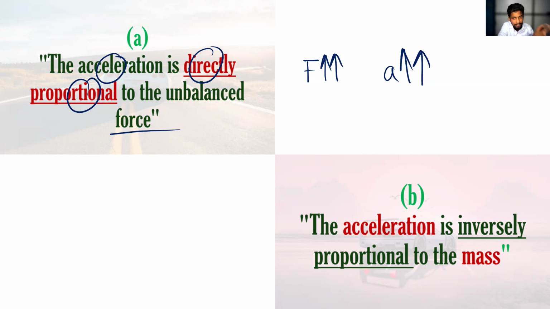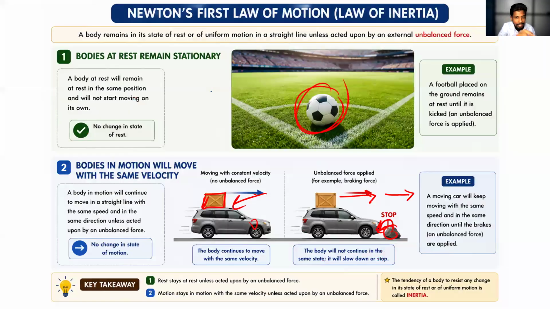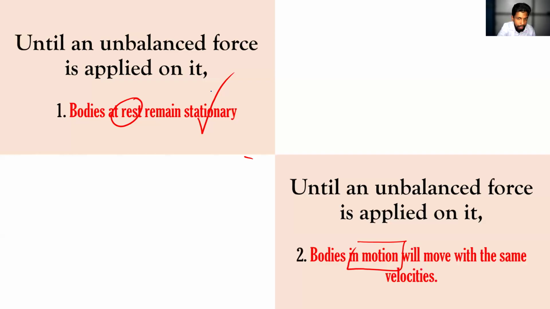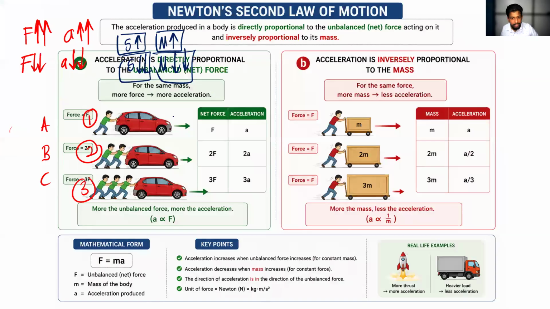First one, same as earlier, we have divided Newton's second law into two parts. Then it will be easy to memorize. Earlier we memorized like this, right? Until unbalanced force is applied, body at rest will be at rest. Body in motion will move with the same velocity. Same like that, we have divided Newton's second law into two. Acceleration is directly proportional to force. Okay. Now the second part.